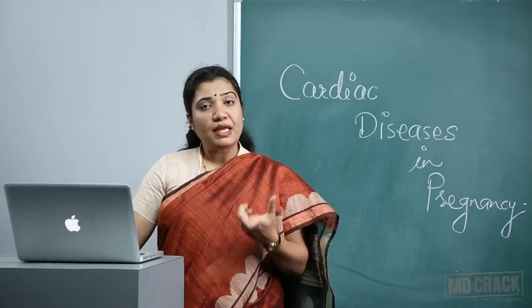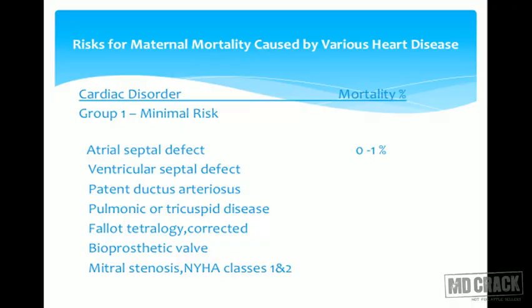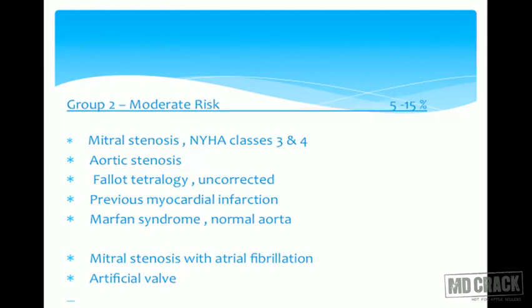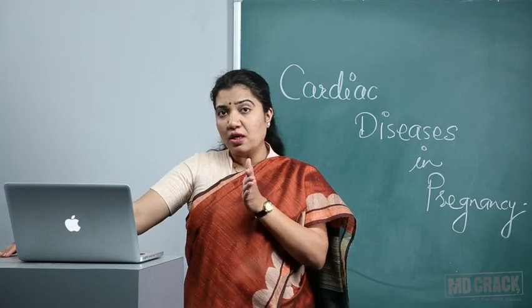So please remember, I'll again repeat, group 1, minimal risk. The diseases are all congenital heart diseases like ASD, VSD, PDA, then pulmonary and tricuspid valve, Fallot's tetralogy but corrected one, valve replacement, mitral stenosis but of NYHA classification 1 and 2. Minimal risk, mortality is observed as only 0 to 1%. Group 2, moderate risk, mortality is 5 to 15%. The disorders are mitral stenosis, NYHA classes 3 and 4, aortic stenosis. So just get a clue that stenosed lesions are falling in moderate.